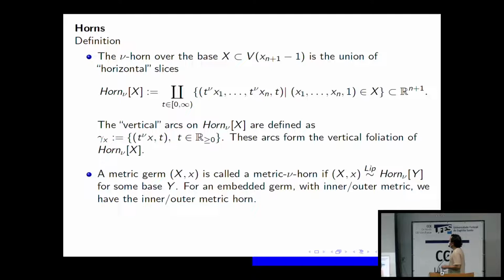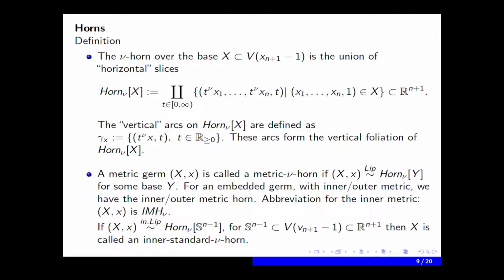If you speak about the inner, or outer distance, for the inner metric, you just write the inner metric horn. Of course, if X is the base of a sphere, then it's called the inner standard horn, right? The standard horns have explicit equations in an easy way.